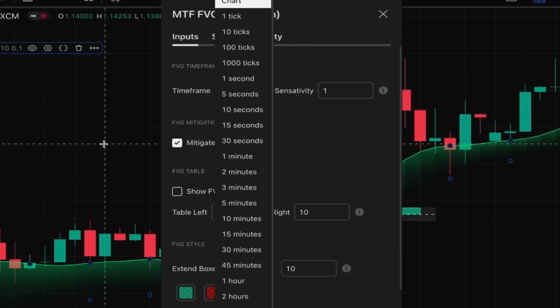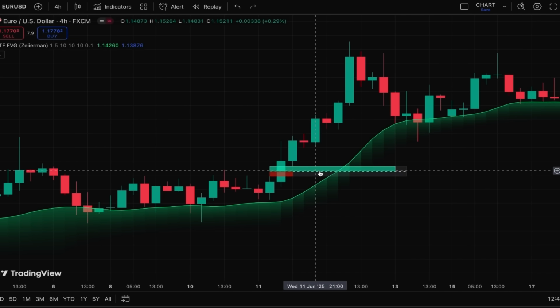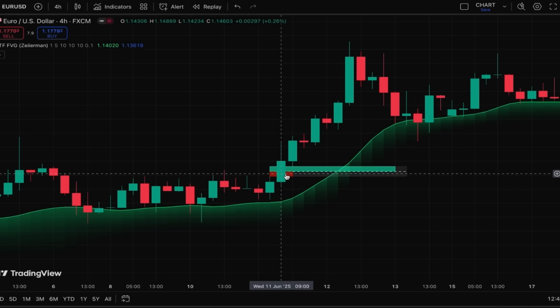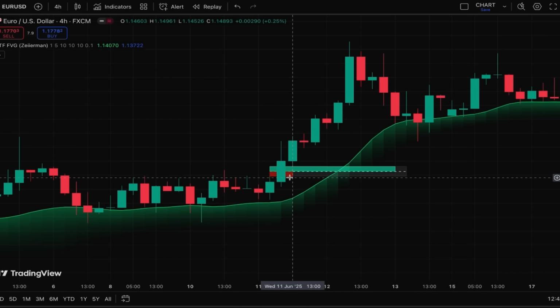And the excellent feature of this indicator is that it gives you volume information for the identified fair value gap, and it shows it separately for buying volume and selling volume. As you can see, we have a green bar and a red bar. Green bar shows buying volume and red bar shows selling volume.